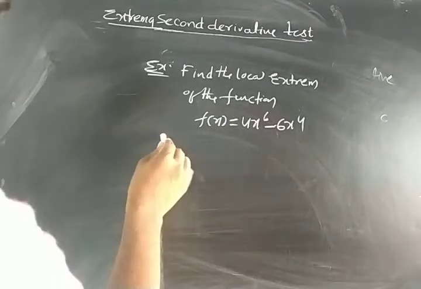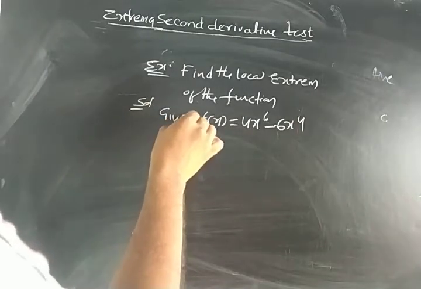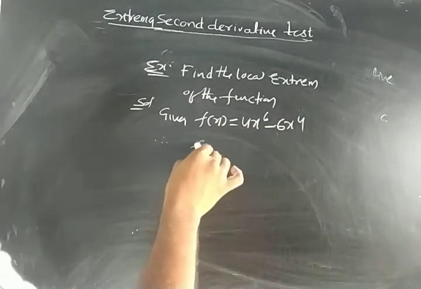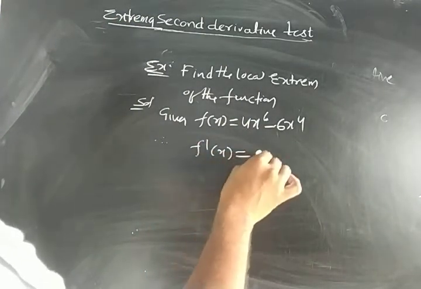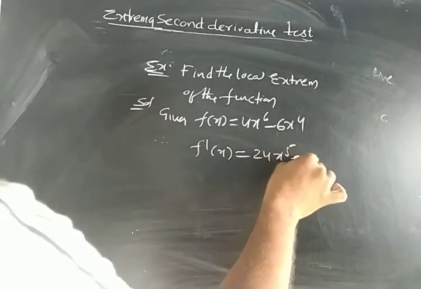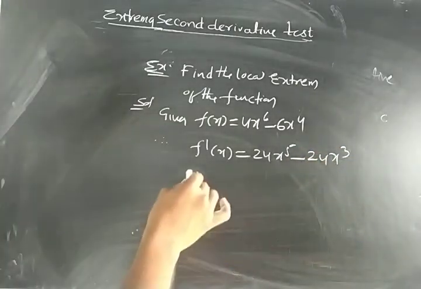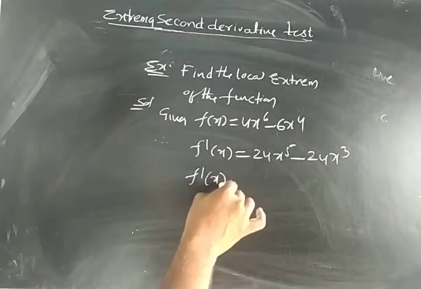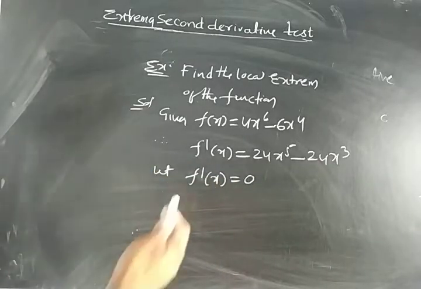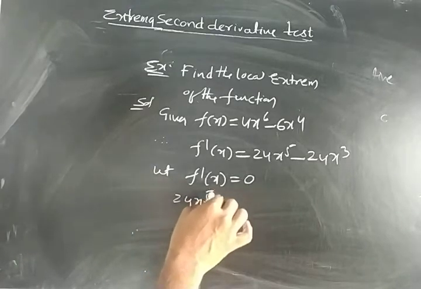First of all, to find the local extrema, we have to find the first derivative f dash of x. Finding f dash of x, you will get 24 x power 5 minus 24 x cube. After that, you have to take f dash of x equal to 0 to get the critical points, and then take the second derivative.